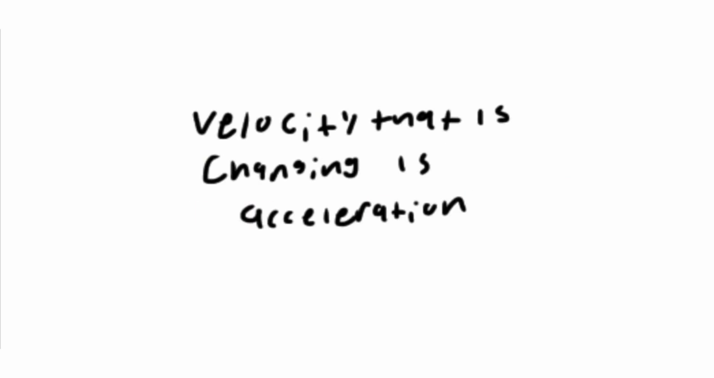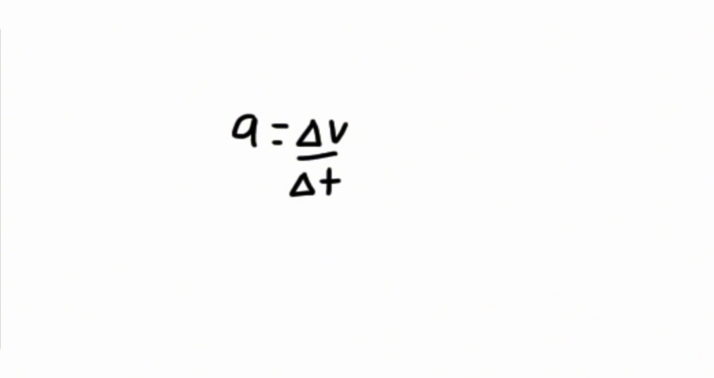Now, the next thing I want to talk about is acceleration. Basically, acceleration is velocity that is changing. And the equation for acceleration would be acceleration is equal to delta v over delta t, or changing velocity over time.